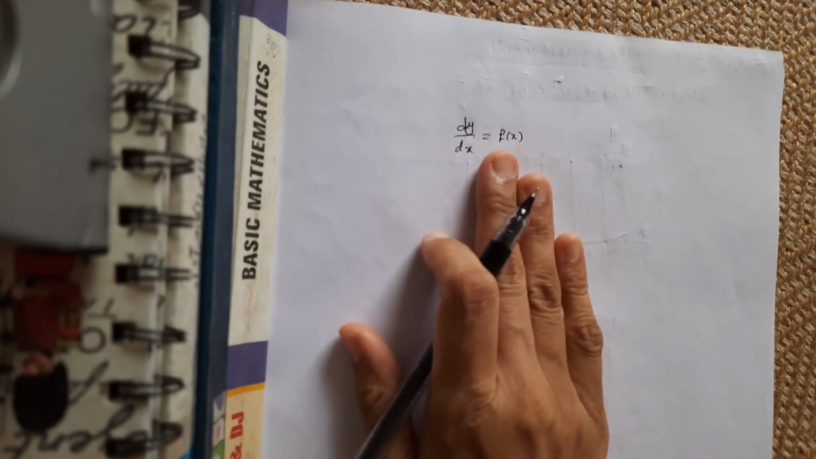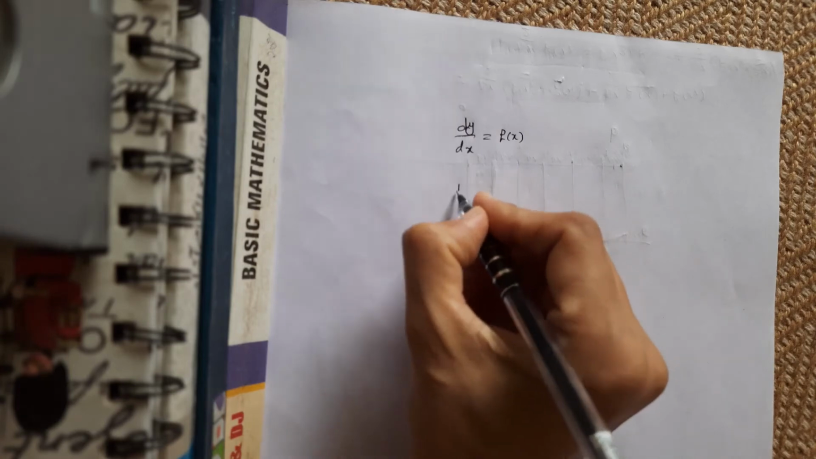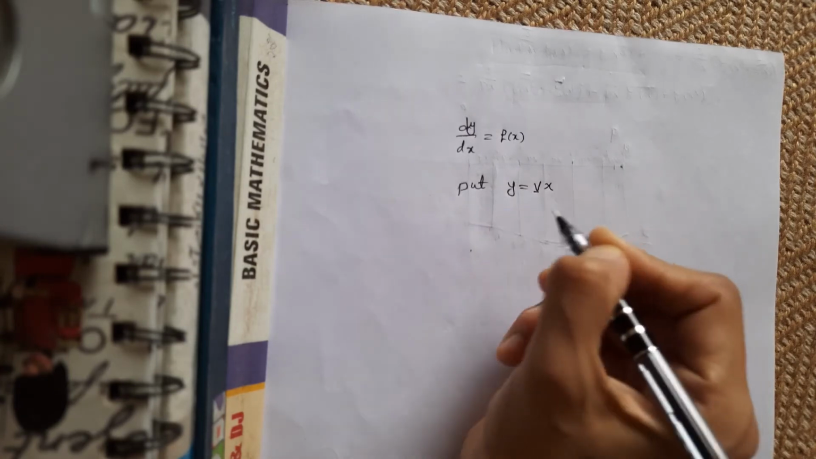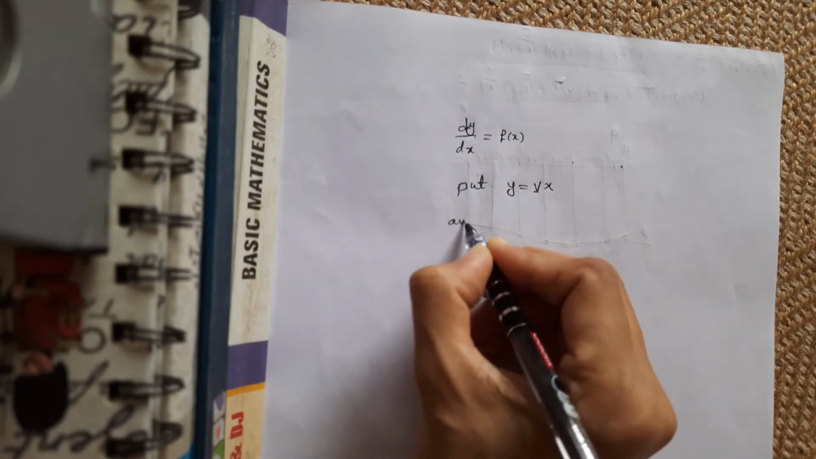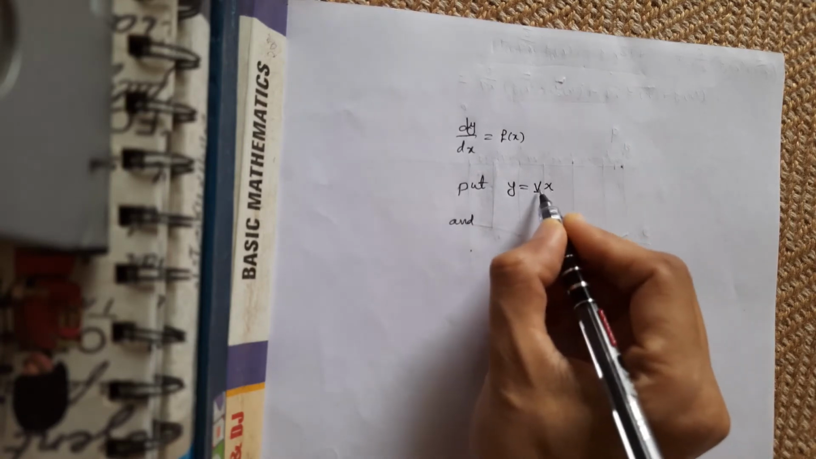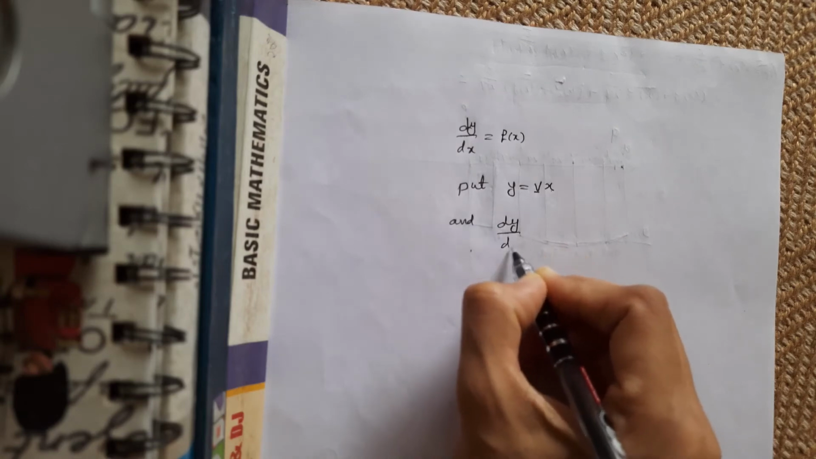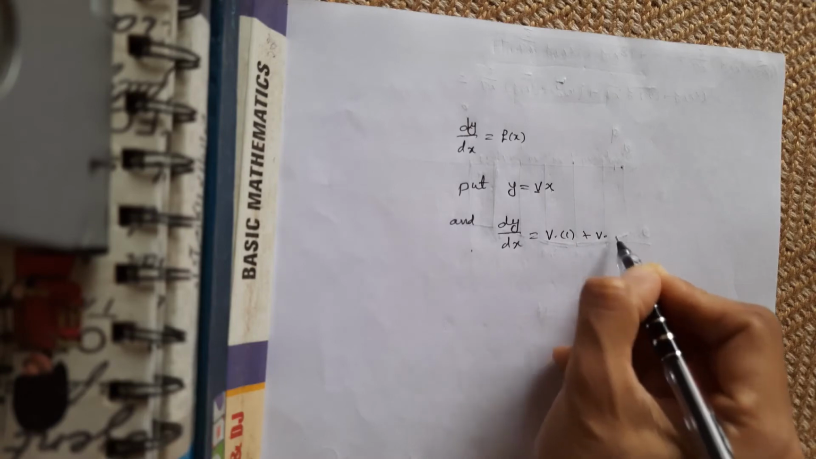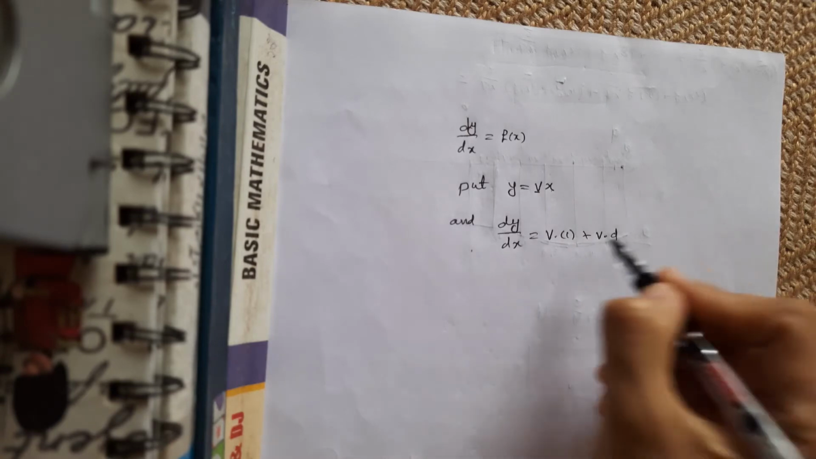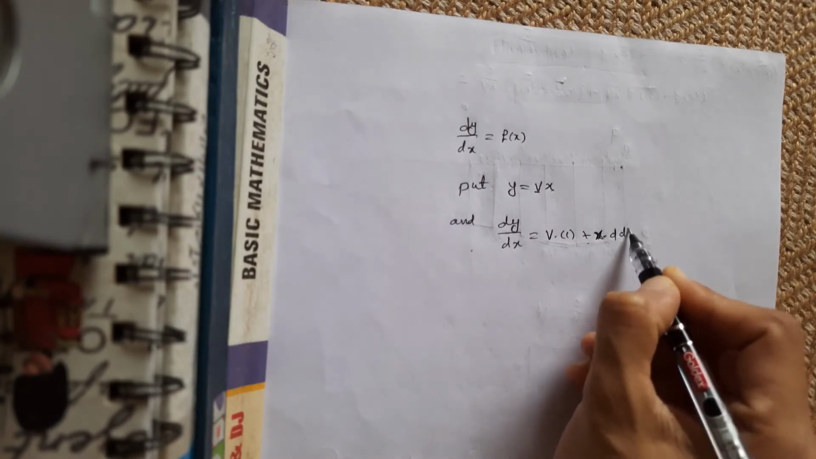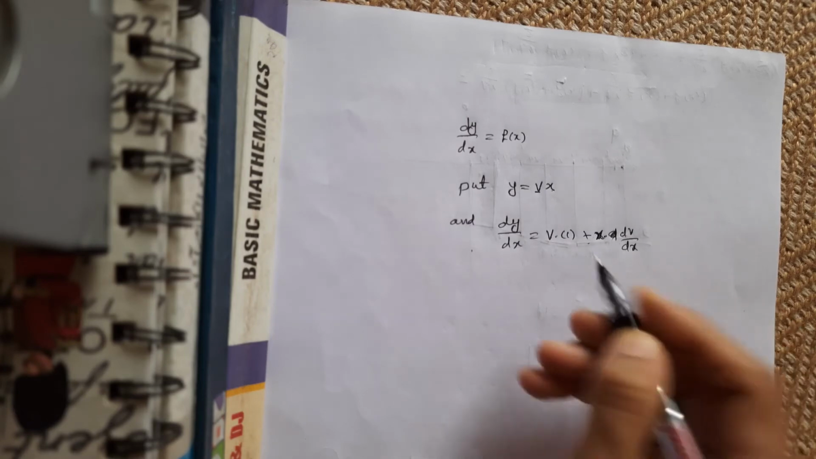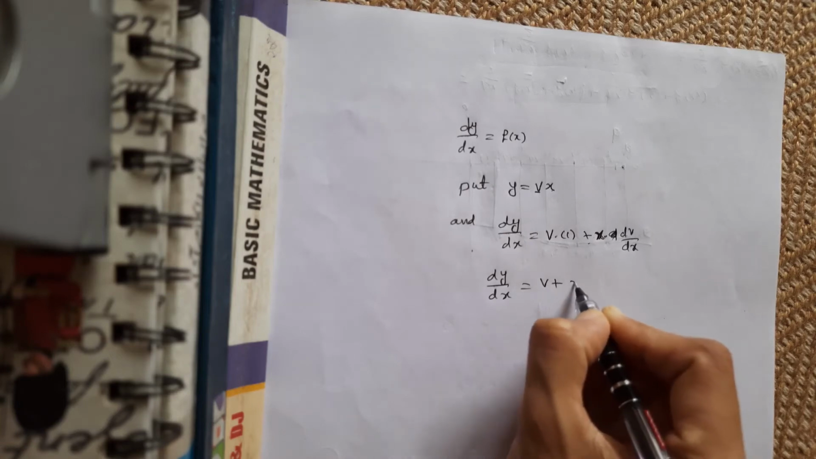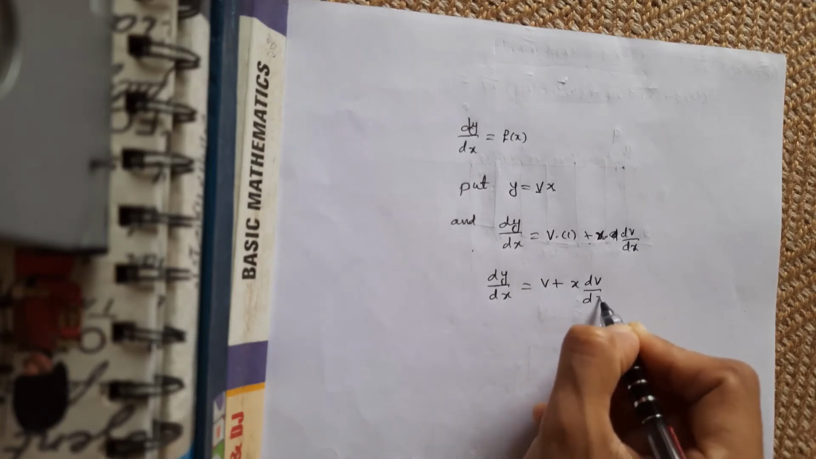Then how to solve this equation? Its solution is fixed. We need to substitute y equals vx, where v is a function of x, and differentiate this applying the product rule. So I will get dy by dx equal to first function into derivative of second plus second function into derivative of first. Okay, so dy by dx I got as v plus x dv by dx.